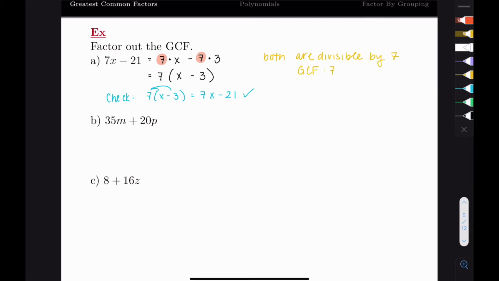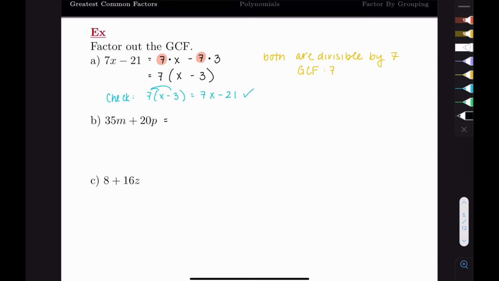Now for our next example, if I look at my two terms, I've got 35m and 20p. They don't have a variable that's in common, so I can't take any letters out. But looking at 35 and 20, the number I'm thinking of is 5. 5 will divide nicely into both of them.